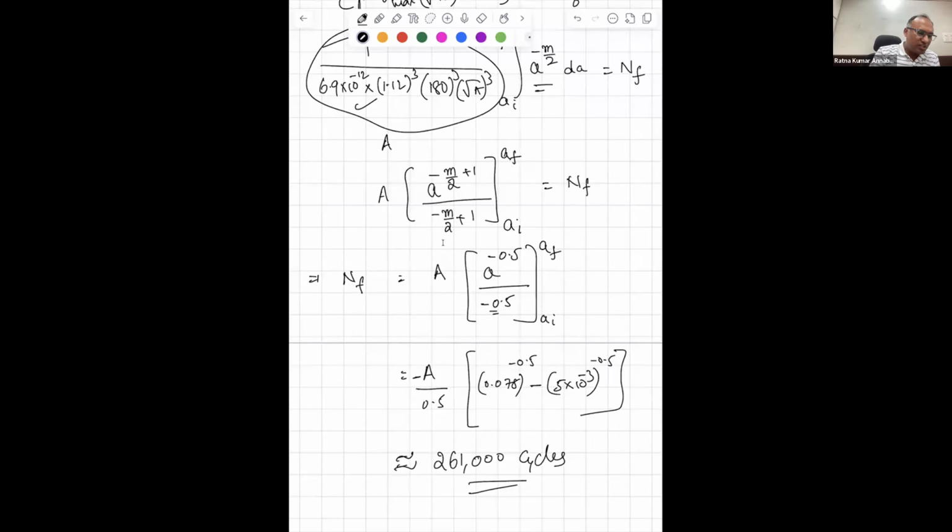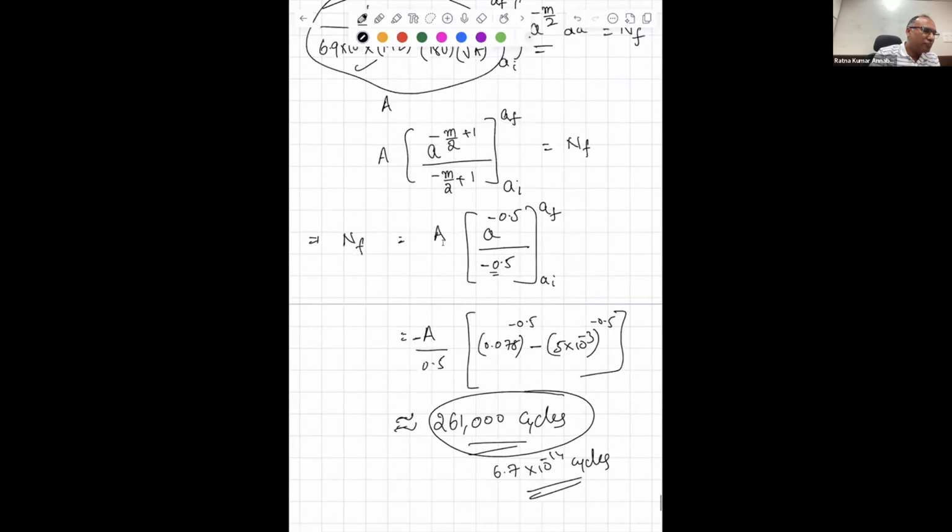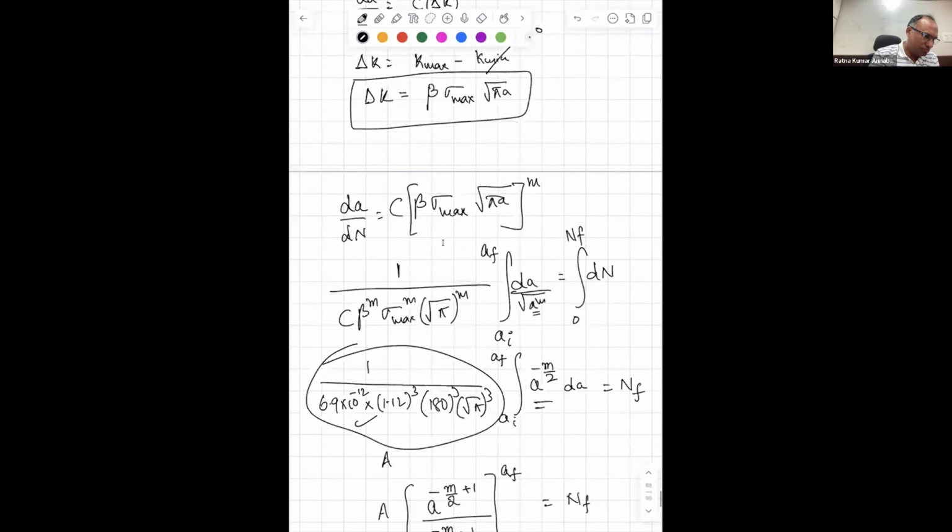So, what is the number of cycles that you are getting? Not 261,000, but what is the number? 6.7 into 10 power minus 14. That means 0 cycles. So that means there is some problem in the way that we have applied the formula. How do we figure it out?